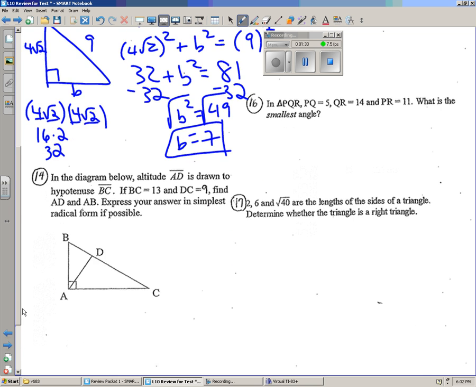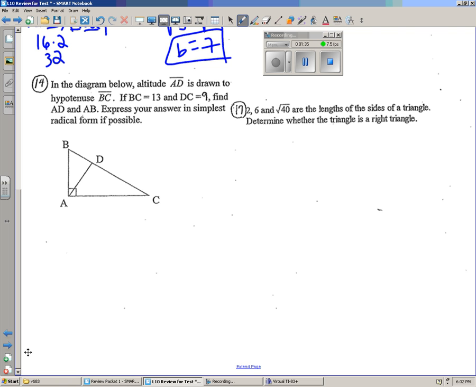All right, number 14. They say in the diagram below, altitude AD is drawn to hypotenuse BC. BC is 13. DC is 9. They want us to figure out AD and AB. So AD is an altitude, okay? And I'll call it X.